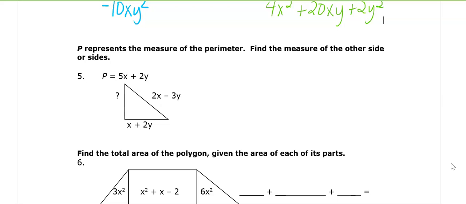Next, P represents the measure of the perimeter. Find the measure of the other side or sides. So I would like to ask first, what is perimeter? We've actually talked about it a lot in our last unit. Perimeter is adding all the sides, or the sum of all the sides.